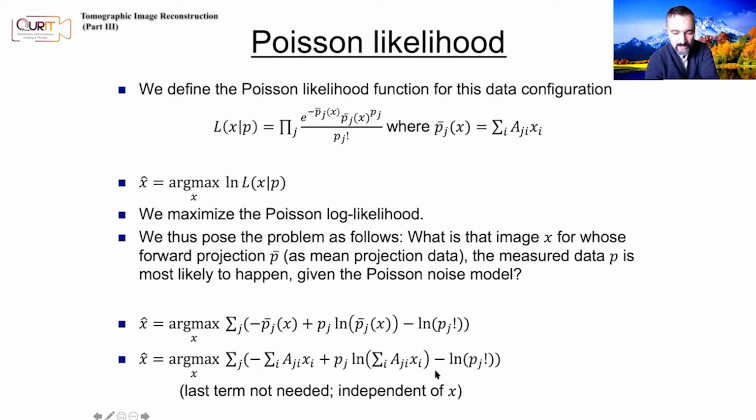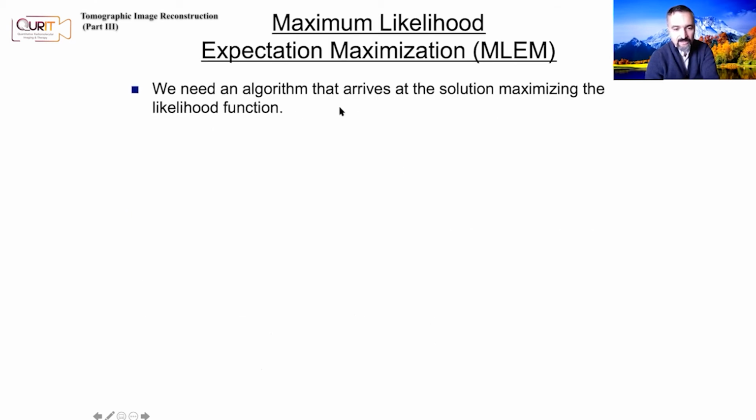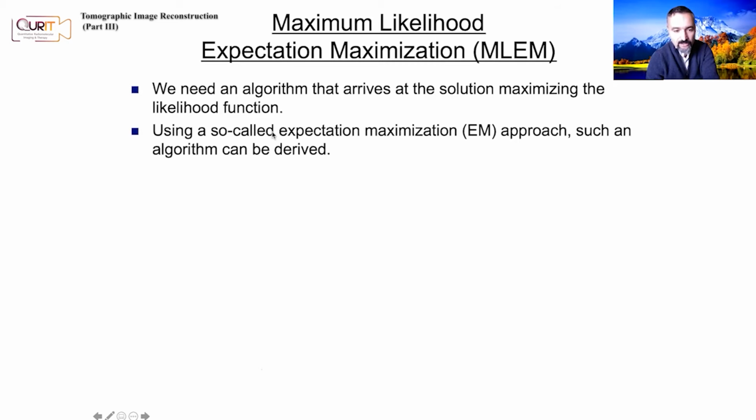And this equation is independent of this last term because the last term does not have X in it. It's independent of X, so it doesn't matter, because you're trying to maximize X. You're trying to come up with that X which maximizes this. So you come up with this term, okay, which you're trying to maximize. And we need an algorithm that arrives at the solution maximizing that likelihood function.